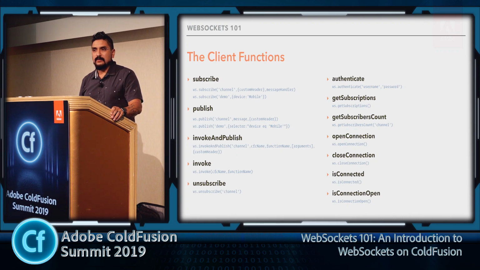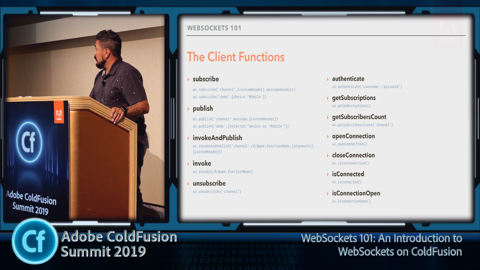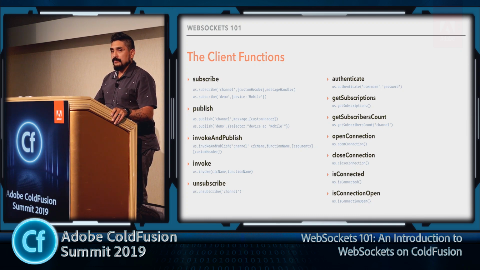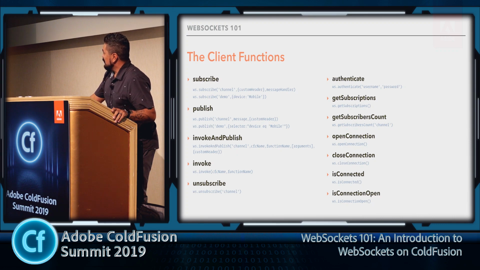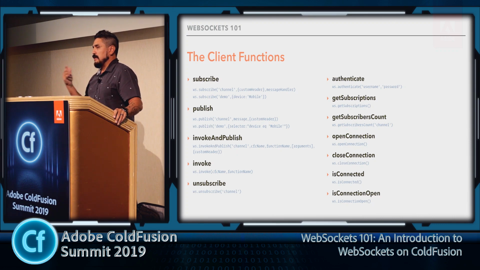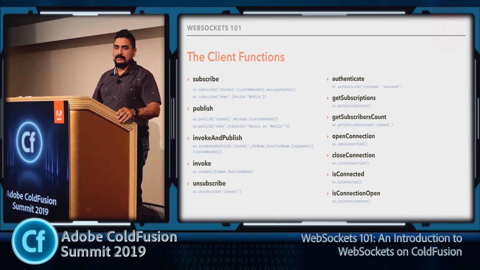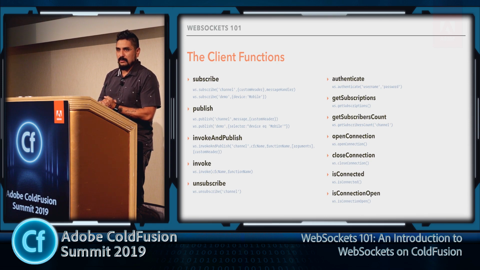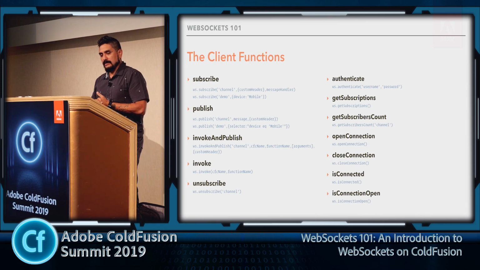Unsubscribe, real easy. You unsubscribe, you pass the channel, and then you're out. These are some other ones. Authenticate. This is when you're using the authenticate method. With WebSockets, you basically just pass a username and password, and on the next slide I'll show you how to use that. With the username and password, you do whatever you need to do to validate that person, whether you're checking a database or a flat file or whatever you have for authentication. This is where you would pass it.